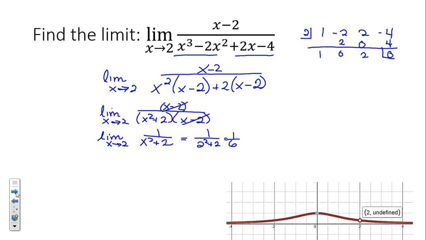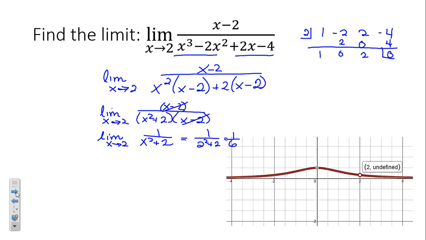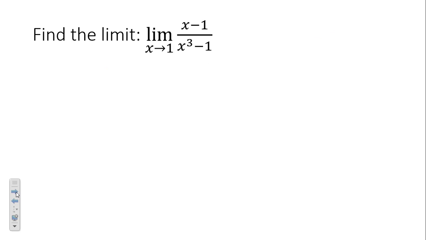Okay, this is what it looks like. So there's our original function. And at 2, it did not exist. But as we approach 2 from the left, y is approaching 1/6. As we approach 2 for x from the right, y is also approaching 1/6. So our limit is 1/6. Function didn't exist there, but the limit does. So far, so good? Okay, questions on this one? Okay, next example.